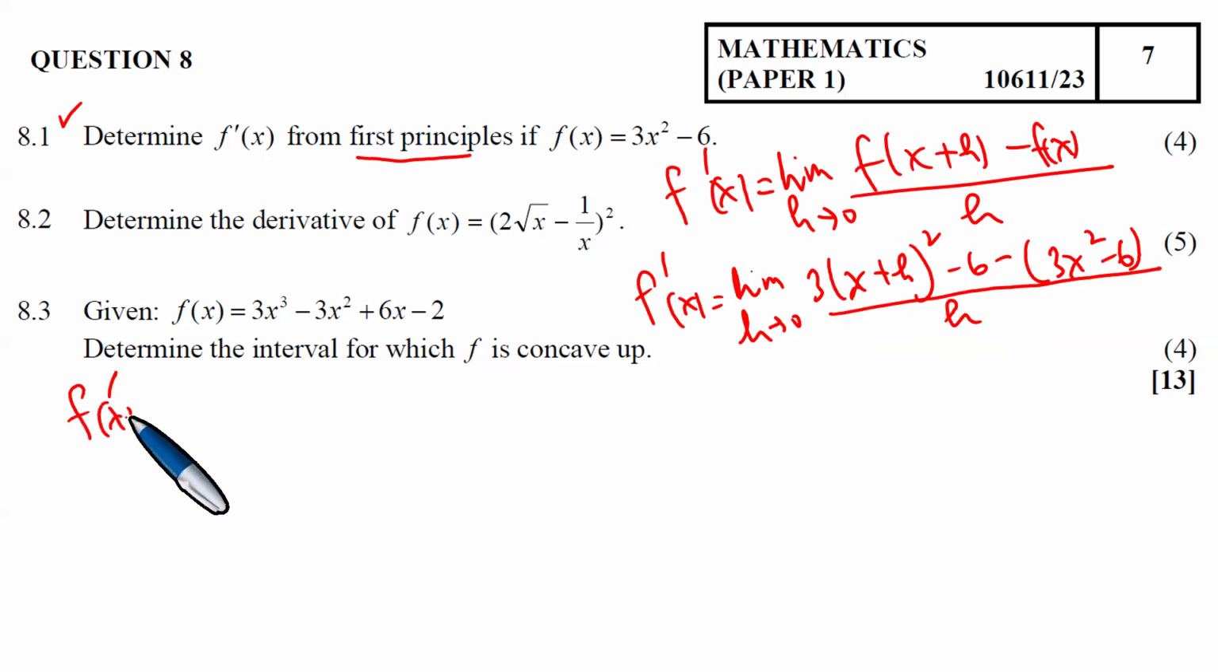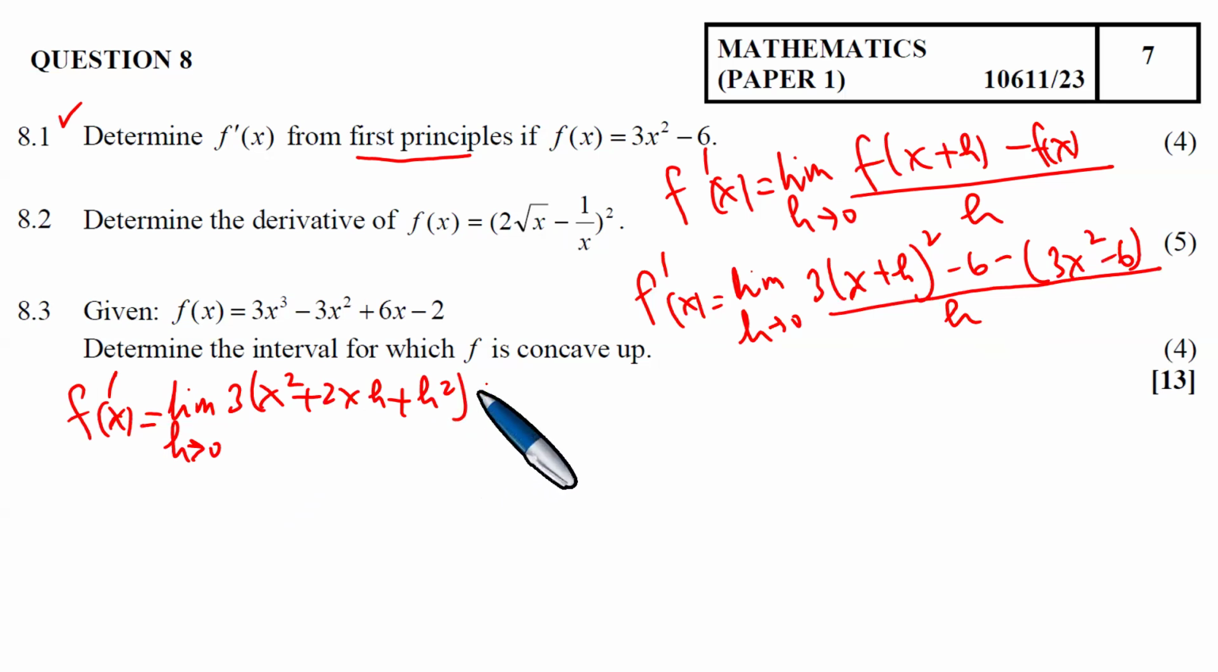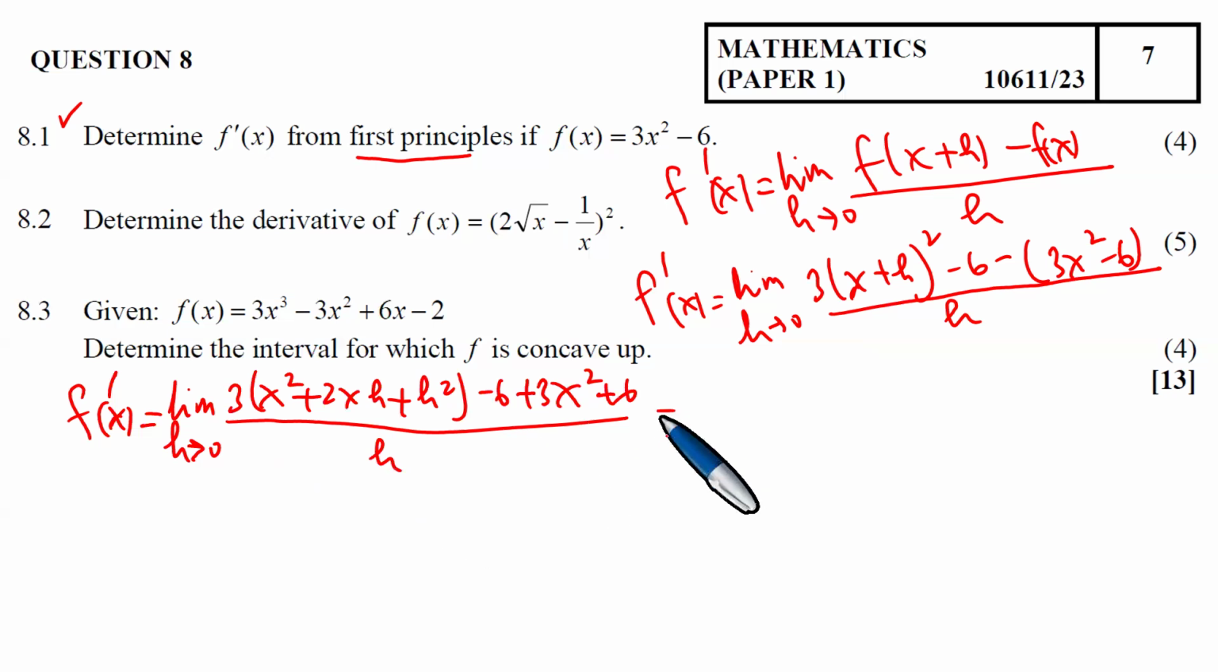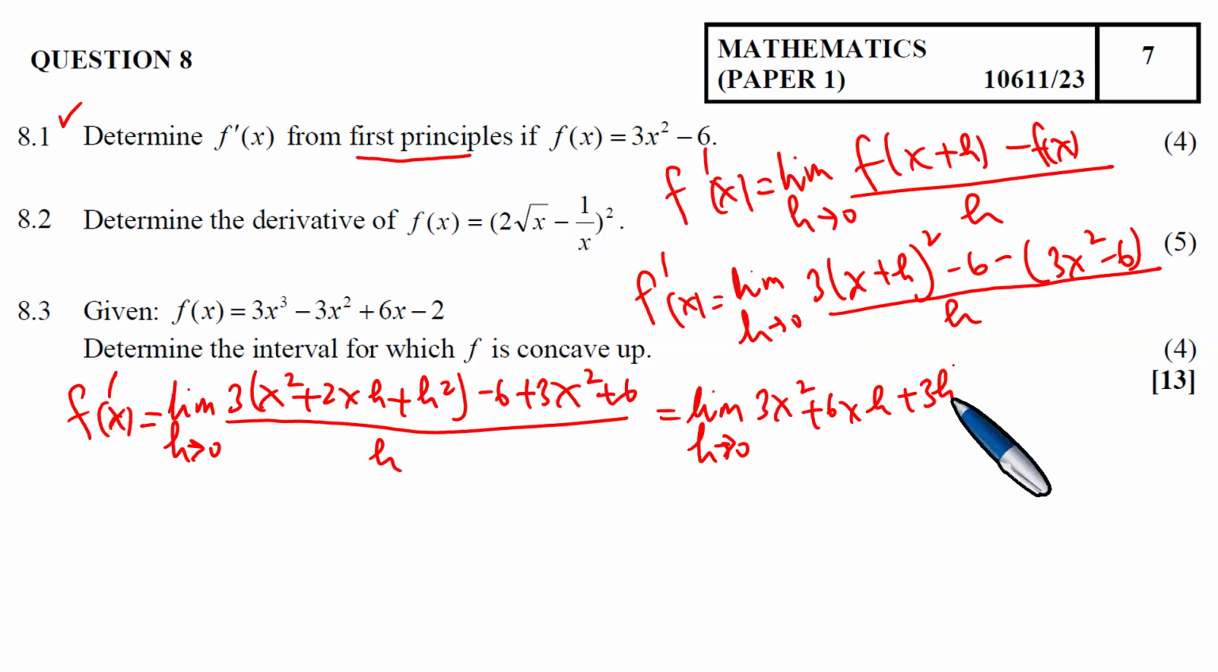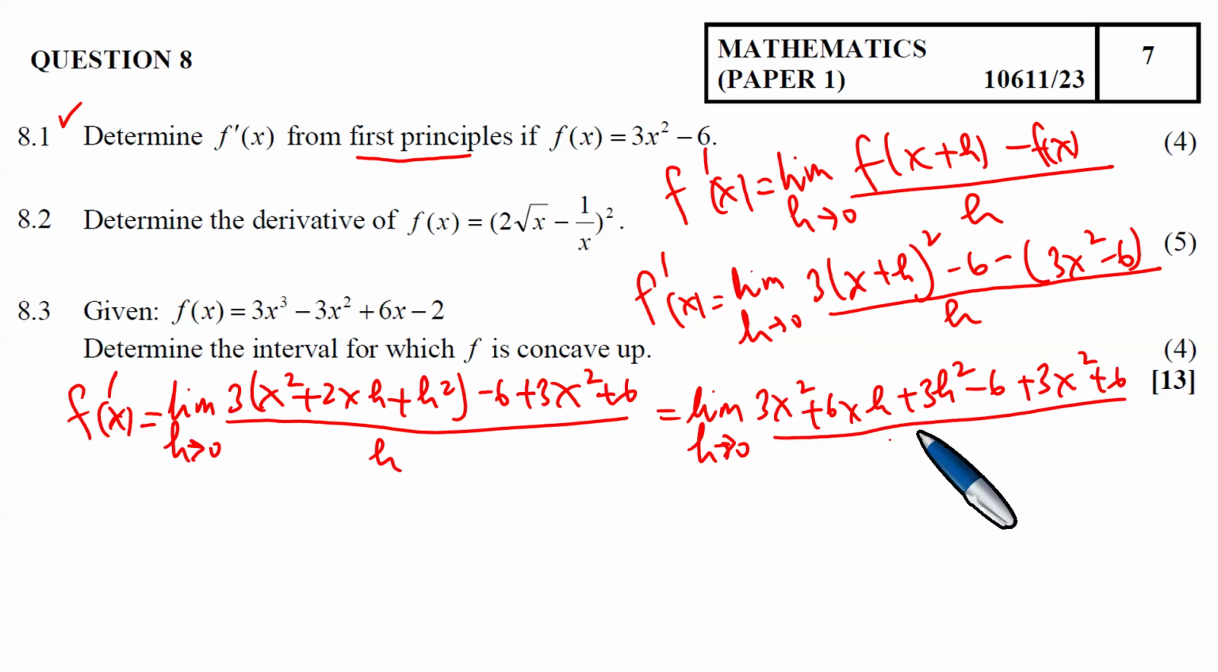Which means that it is f prime of x. You expand this one: the x plus h squared becomes x squared plus 2xh plus h squared, minus 6. You distribute here, minus 3x squared plus 6, divided by h, the limit as h tends to 0. Okay, this one is going to be exactly 3x squared plus 6xh plus 3h squared minus 6, minus 3x squared plus 6, you divide by h.